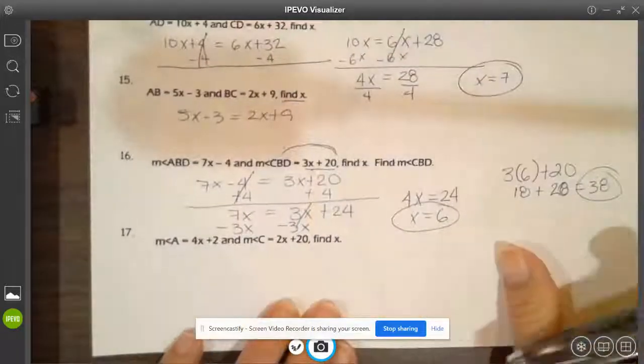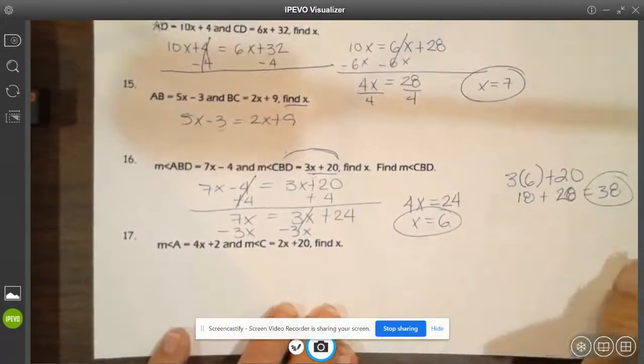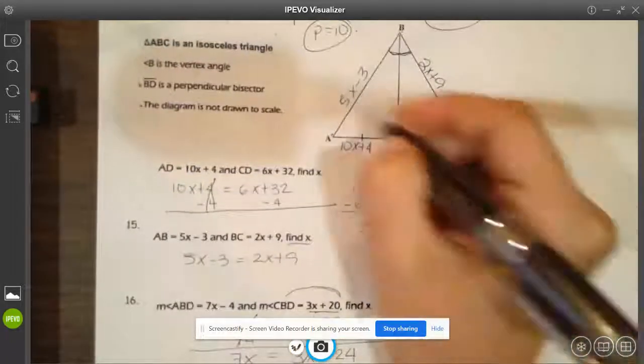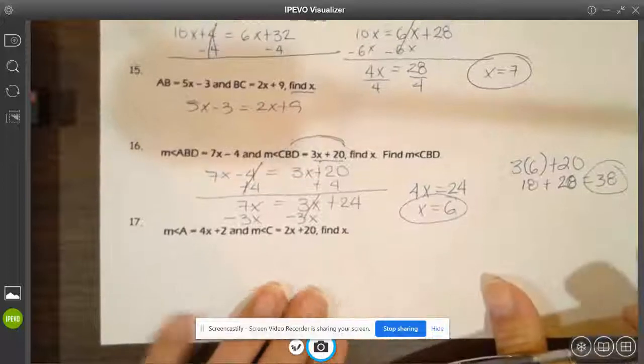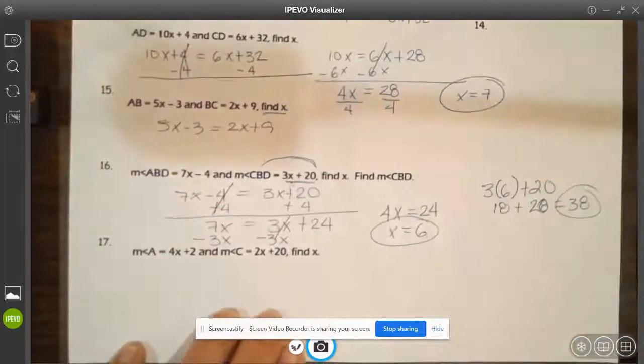And this will be the same thing, find x. So they're definitely the same. So this angle and this angle are the same. So you set them up equal to each other and find x. And that's about it. I hope this helps.